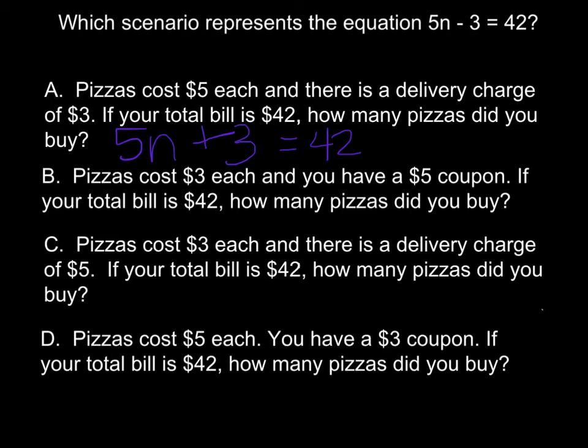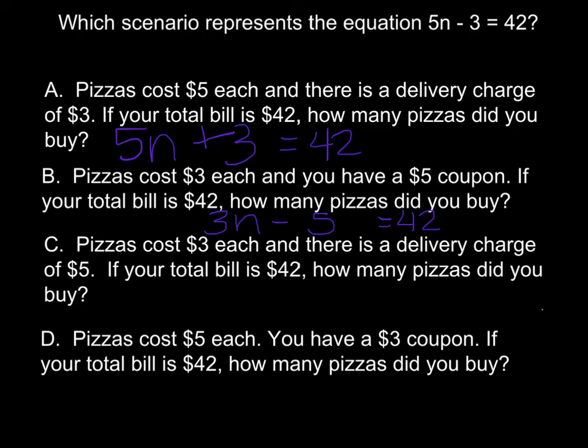Look at B. Pizzas cost $3 each, and you have a $5 coupon. If your total bill is $42, how many pizzas did you buy? Once again, our equation is equal to 42. But now, instead of our pizzas costing $5 each like in A, our pizzas cost $3 each. We still don't know how many pizzas we have bought. So we're going to take 3 times the number of pizzas, because pizzas in this situation are $3 each. Then we have to ask ourselves, a $5 coupon. Does that mean that I'm paying additional money or saving money? Coupons save you money, so it would subtract 5. So 3n minus 5 is equal to 42.